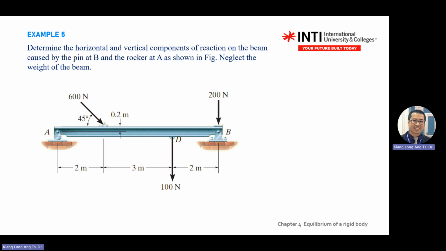600 sine or cos. CY is sine or cos? Your theta is here. Sine or cos? Is it sine or cos? Sine, sine 45. CX equal 600 cos 45 Newton.